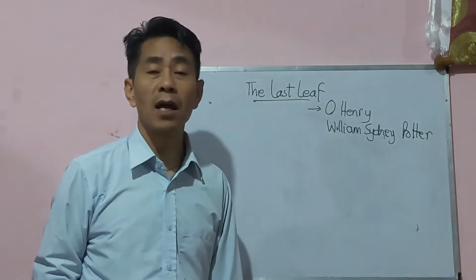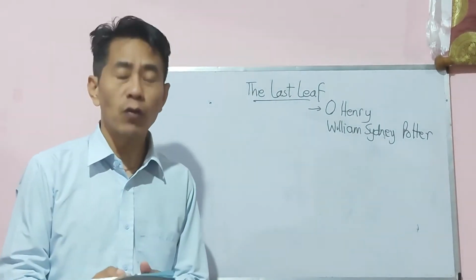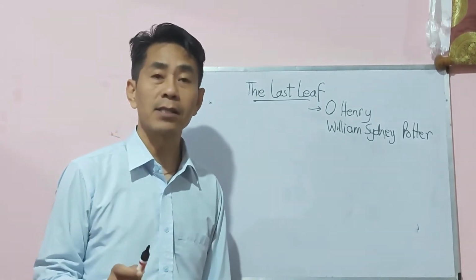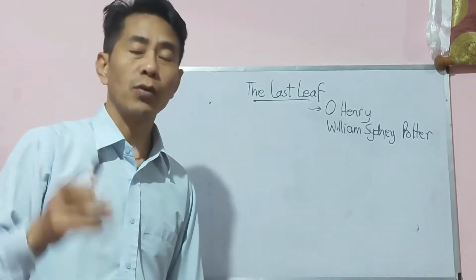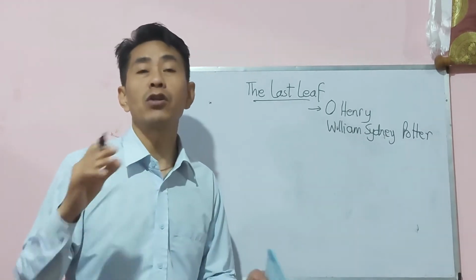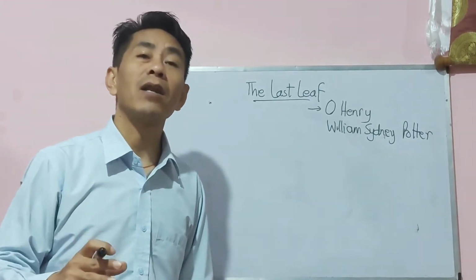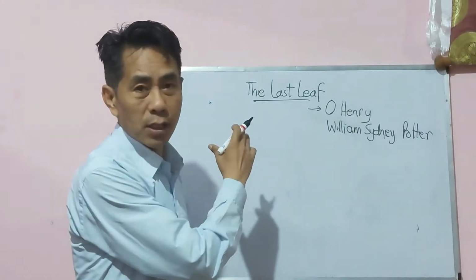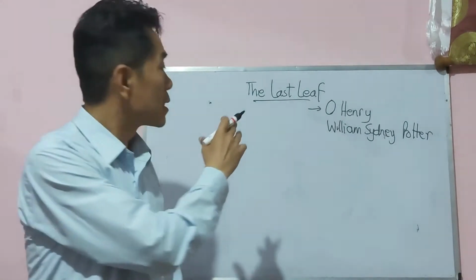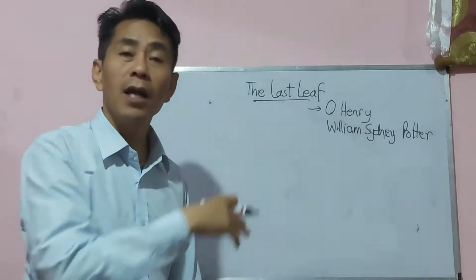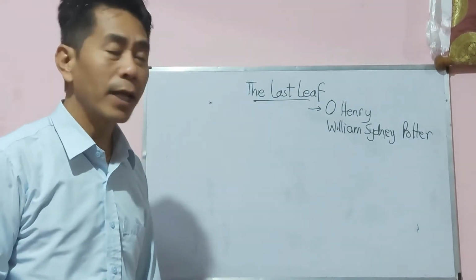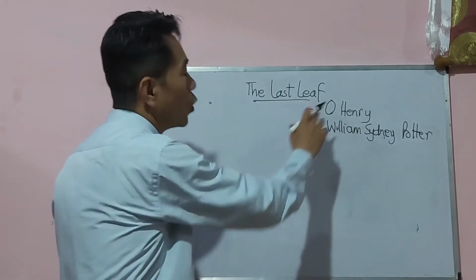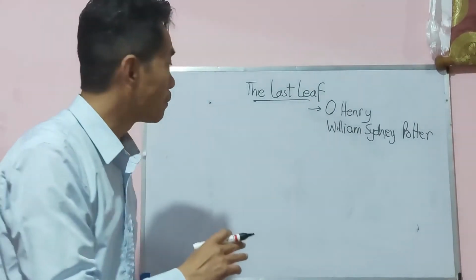Now, who is the author? He was an American short story writer. He had written so many short stories, and most of his short stories have some kind of surprising ending. You have already got some idea from his story, The Last Leaf, in our English textbook. So William Sidney Porter and O. Henry are the same person.